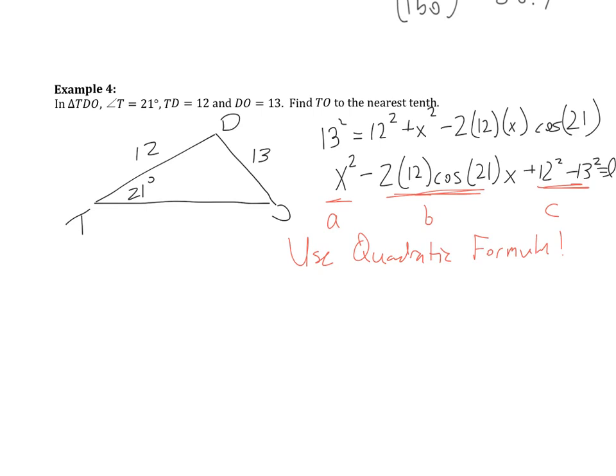Because if you get the side length, you're going to get an answer of TO is going to be 23.5 rounded to the nearest tenth. How we get that, the calculator will do the work. We're not doing all that work.